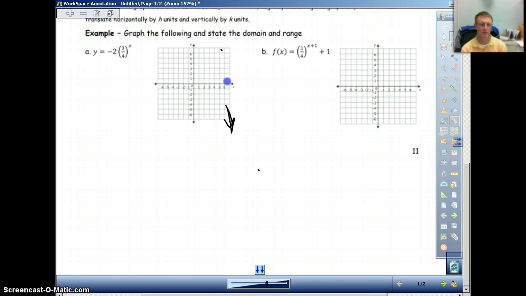So let's just go ahead and do this. We have the -2 out front. So again, the 2 only means that it's going to change more rapidly. But we still have our 3/4. So what we're going to do is we're going to plot our 3/4.